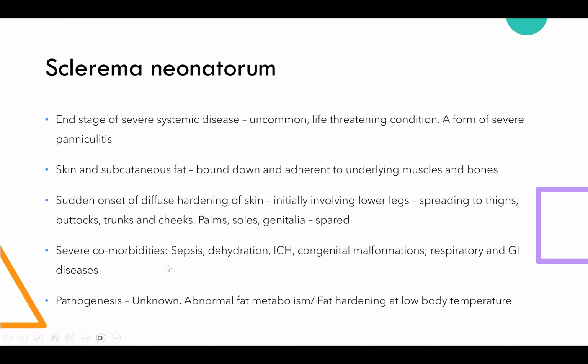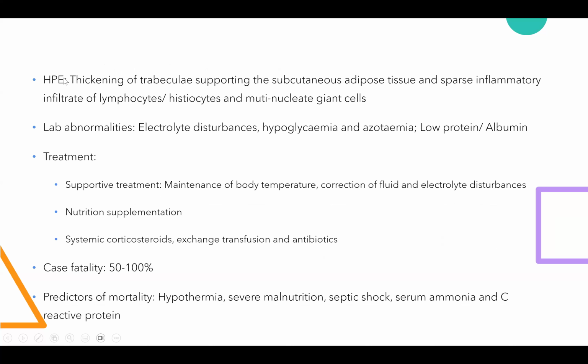It can not only occur in sepsis, it can also occur in dehydration, intracranial hemorrhage, congenital malformations, respiratory and GI diseases. Pathogenesis is unknown, but it can be due to abnormal fat metabolism or fat hardening and low body temperatures. Histopathological examination reveals inflammation of the adipose tissue. Lab abnormalities can be electrolyte disturbances, hypoglycemia, azotemia. Supportive treatment is more important, but in spite of this, the case fatality rate is almost 50 to 100%.